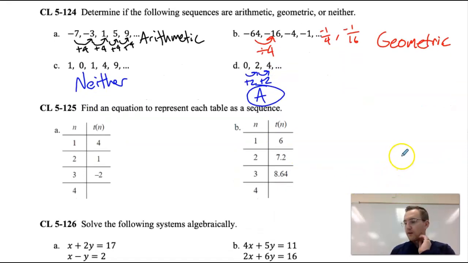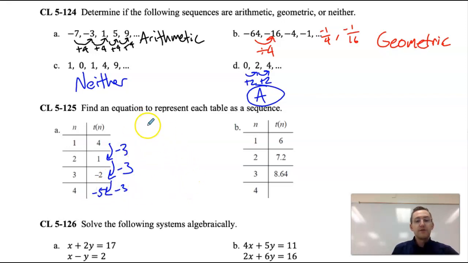Next, we're going to do 125 as well. We want to find the equation of each sequence given this table below. Let's take a look at A together, and then we'll jump in and do B as well. Let's first find what type of sequence we actually have here. As we go from 4 to 1, we are subtracting 3. If we go from 1 to -2, we are subtracting 3. If we continue this pattern, I think we're going to be subtracting 3 again, which would be -5. So if we're consistently subtracting a number, this tells me that this is going to be an arithmetic sequence.